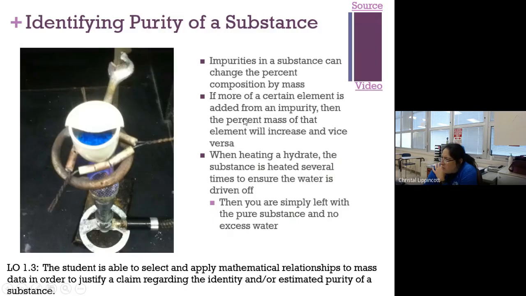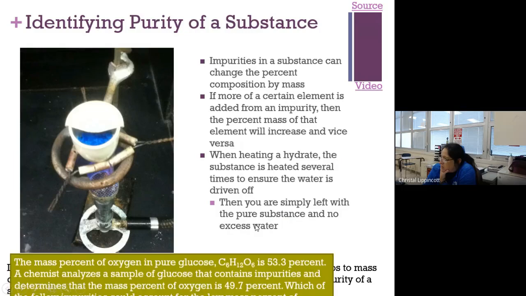All right, impurities in a substance can change the percent composition. If more of a certain element is added from an impurity, then the percent mass of that element will increase, and vice versa. When heating a hydrate, the substance is heated several times to make sure that the water is driven off. That's a common question on there. Then you're simply left with the pure substance without the excess water.